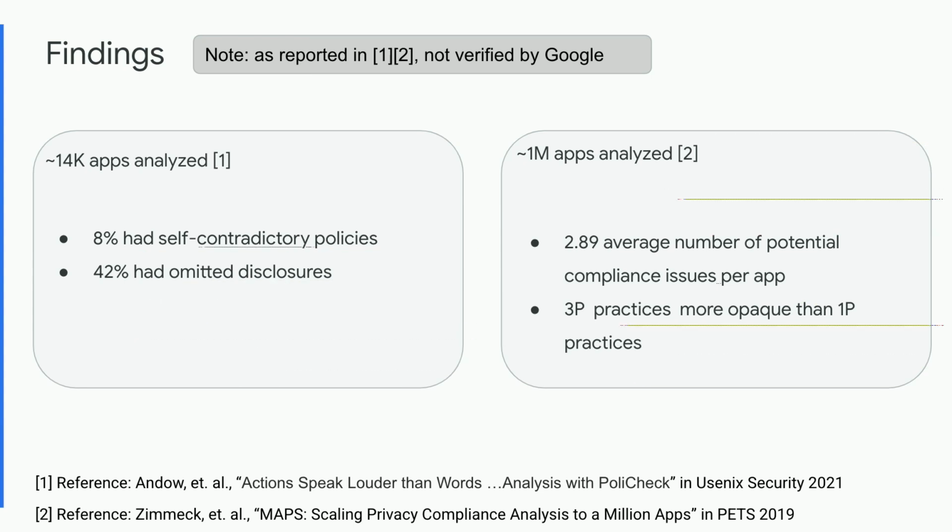And actually, in the 14,000 apps they analyzed, they found that 8% of them had contradictory policies. So even if that doesn't happen very often, if a developer has that, they want to know because they're probably not in a good legal place.